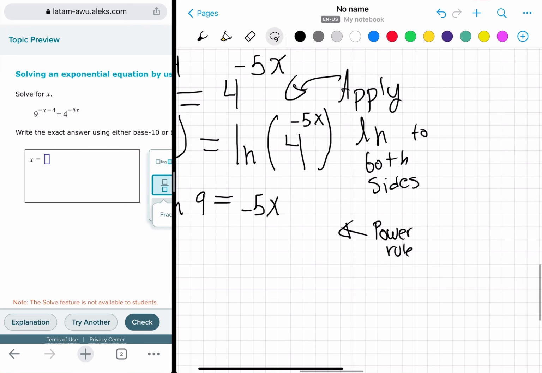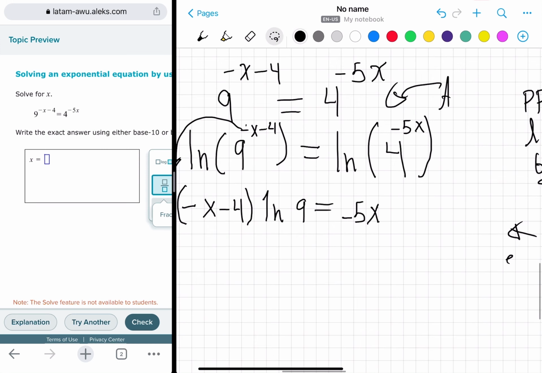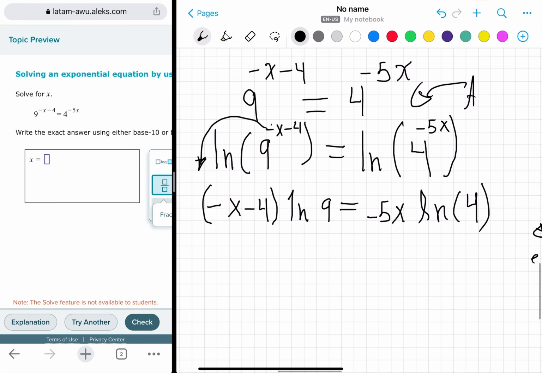Let me just move this a little here. Okay. I will end up with natural logarithm of 4. All I did here was apply the power rule of logarithms to take the exponent down. And here, what I want to do is take the terms that have an x to the left side or to the right side. It's the same. In this case, I see that I have an x here and I have an x here.